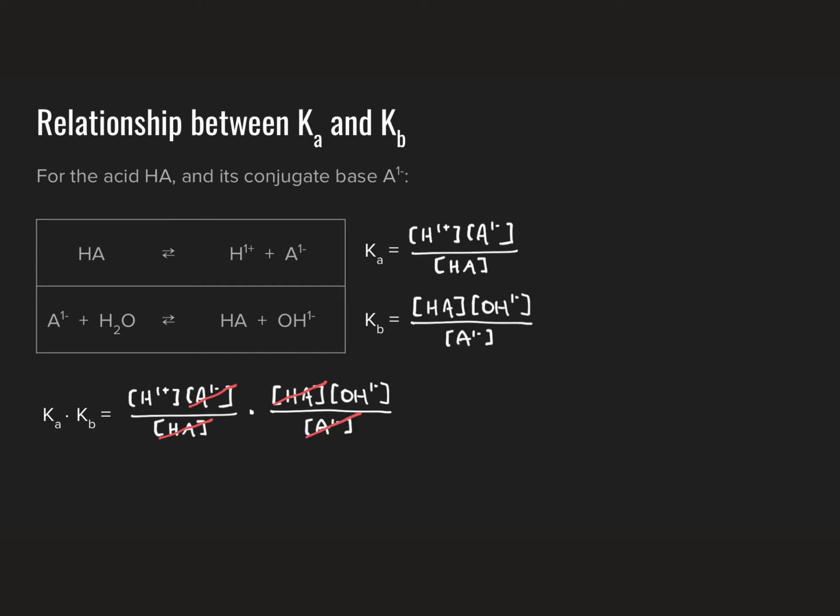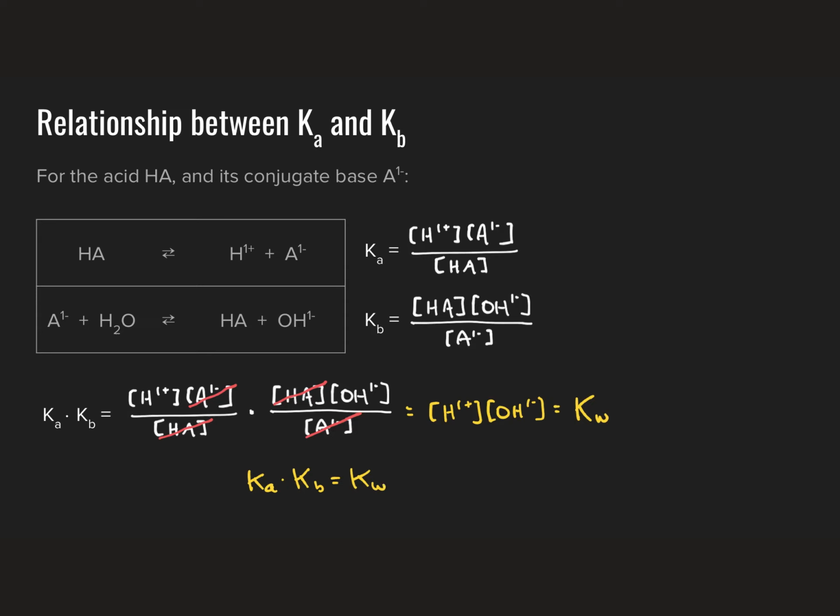And after canceling those values, you'll see here that what remains behind is simply the concentration of hydrogen ion times the concentration of hydroxide ion, which we know from previous conversations is our definition of the autoionization constant of water, that is Kw. So for a weak acid and its respective conjugate base, the product of the Ka and Kb of those two species is equal to Kw, that is 1.0 times 10 to the negative 14th.